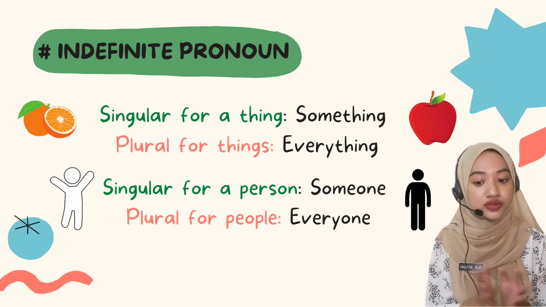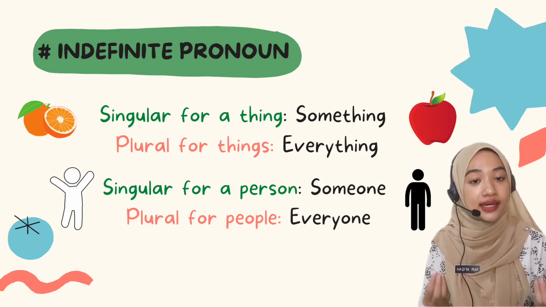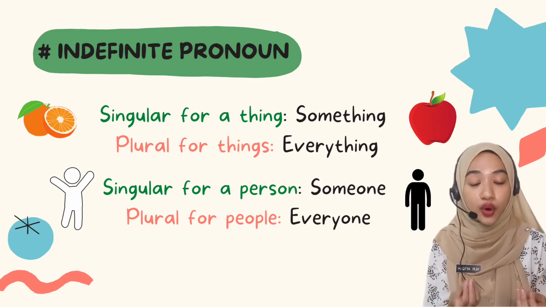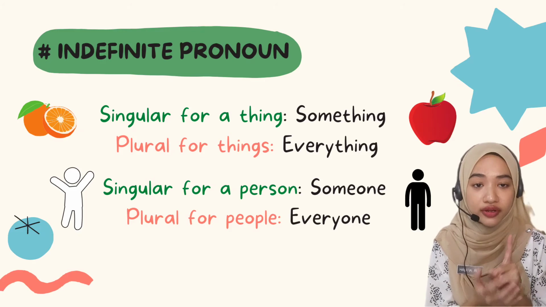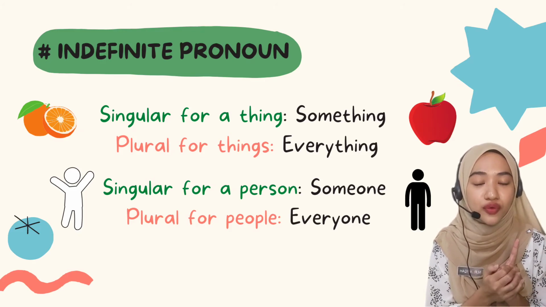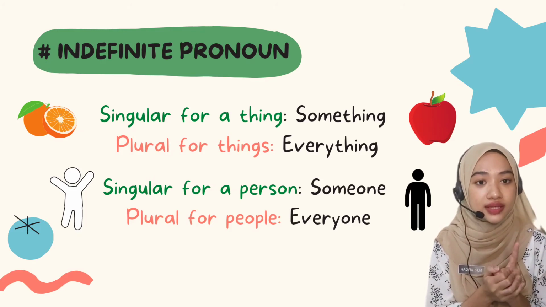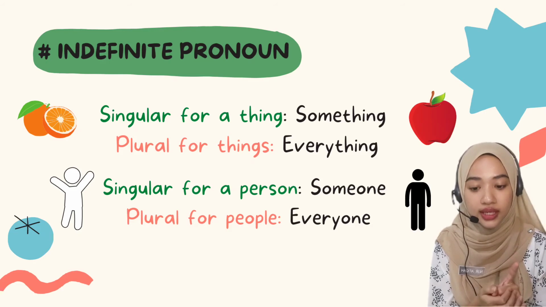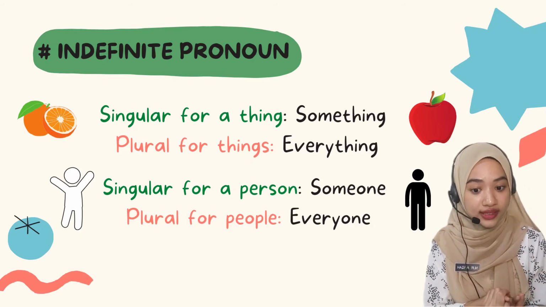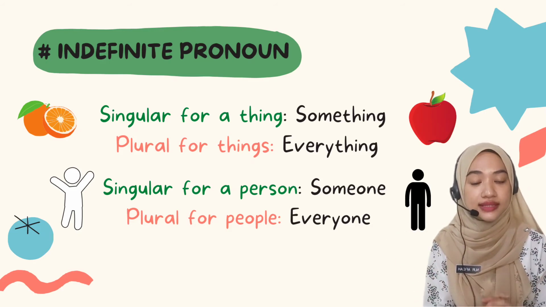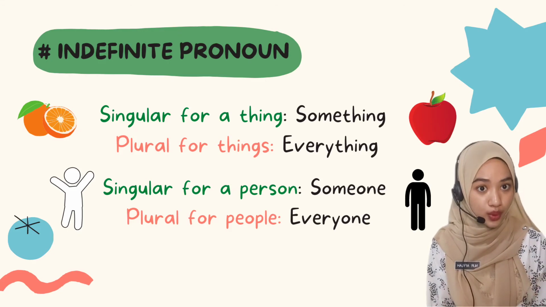Let's recall it together. Something is singular for a thing. Singular means one, refers to once only. Don't use it for plural. Don't use it for things that are more than one, okay? And then plural for things, everything means things that are more than one.